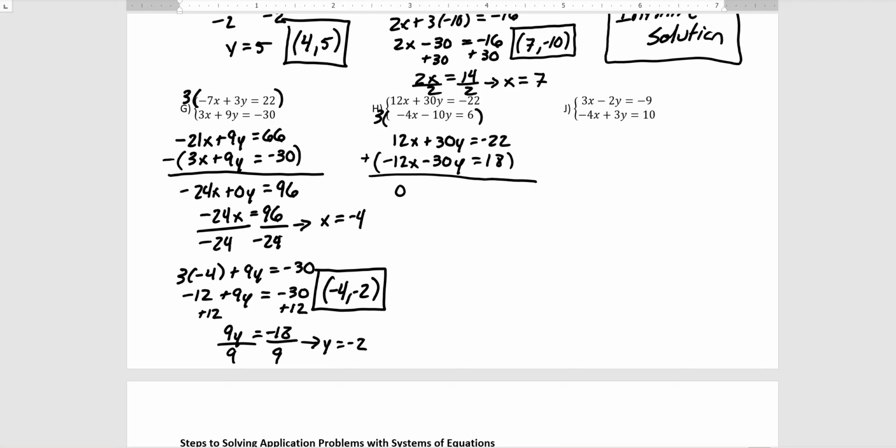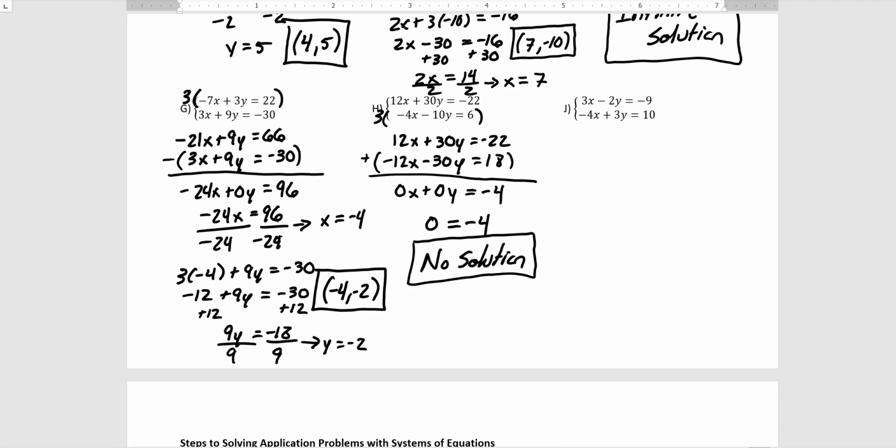12x plus negative 12x is 0x. 30y plus negative 30y is 0y. Negative 22 plus 18 would become negative 4. So I have 0x plus 0y, that's 0, just 0 equals negative 4. So this is an untrue statement with no variables. What does that mean? Hopefully we remembered that means that this system of equations has no solution. These lines, if we graph them, would be parallel. They'd never cross. They'd never intersect with each other.